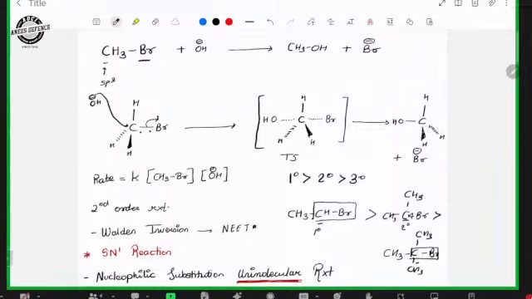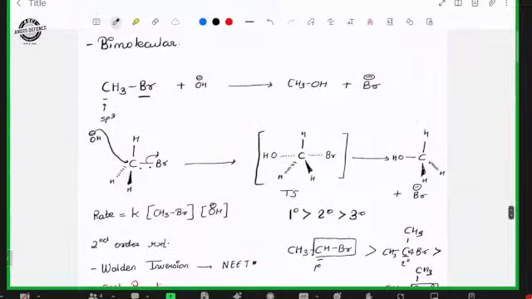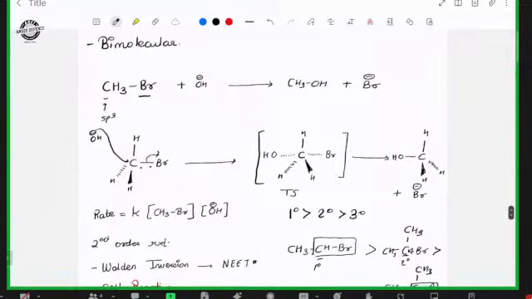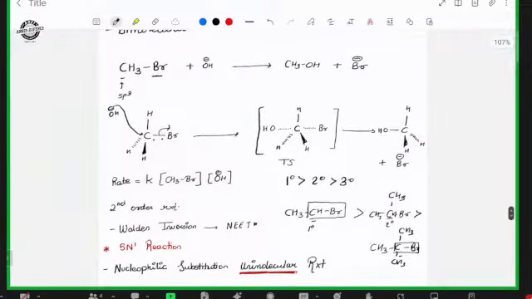So the reactivity rate is first primary, secondary and tertiary. Why? Because in the SN2 reaction, you can see the bond breaking and bond formation between C and OH. Everything is taking place simultaneously in only one step. So first primary is preferred, then secondary, and then for tertiary the rate will be very slow. Okay.